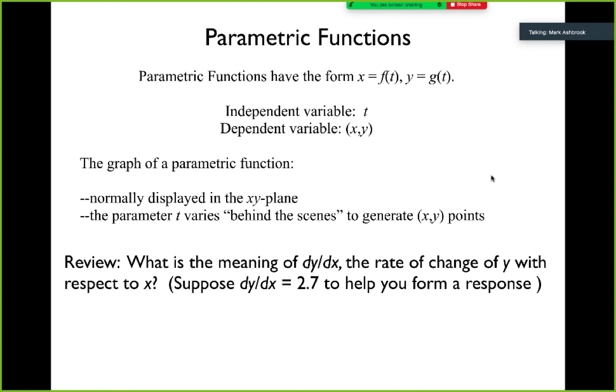Okay, so let's review. Let's start talking a little bit about calculus here. We haven't talked about any calculus yet. So what's the meaning of dy dx, which is the rate of change of y with respect to x? This is review. This has nothing to do with parametric functions here. If dy dx, suppose, was 2.7, what would the meaning of that value be?